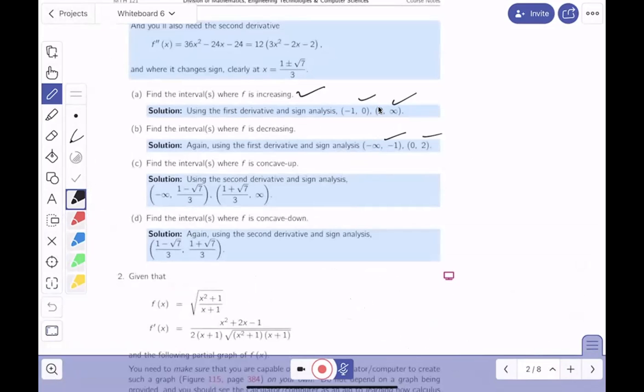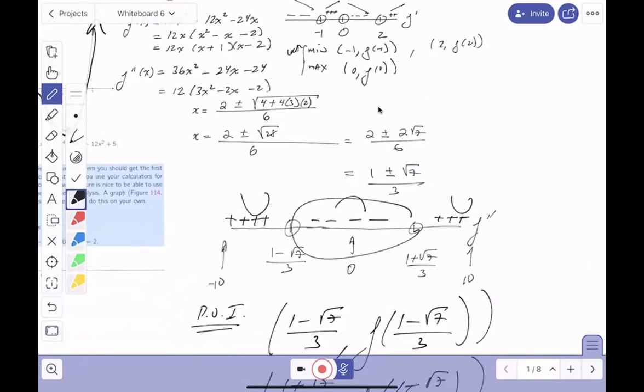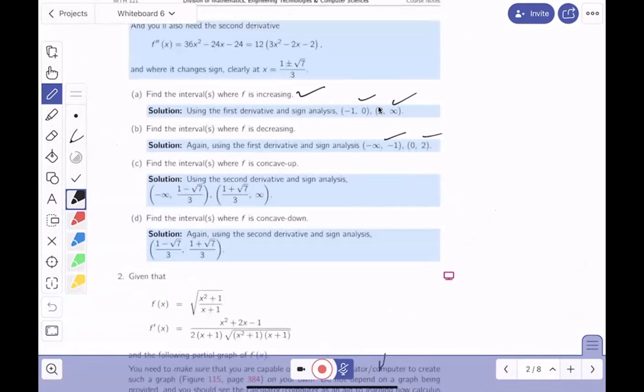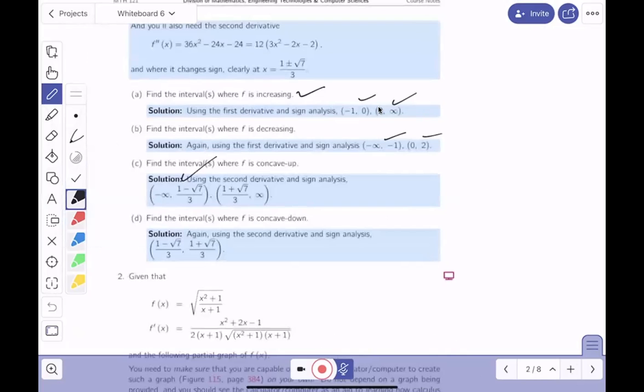Finding intervals where it's concave up. Let's see if we did that. Oh, right over here. That's concave down. This is concave up. This is concave up. We did that. So I'm going to say minus infinity to 1 minus root 7 over 3. And then the other one, let's see if I did put that down. 1 plus root 7 over 3 to infinity. That looks good. Concave down in between those guys. We did good. As long as you did more than they asked for, you're right. I found the mins and maxes on it. They were just looking at the increasing, decreasing, not the min maxes, but it can't hurt.